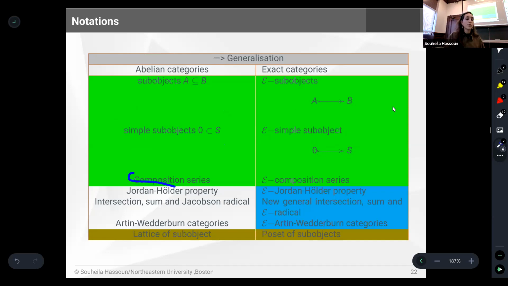Using these two, instead of talking about composition series, we can talk about admissible composition series and study the property. Then we will need some notions of intersection and sum, which we'll see later. However, not every property that is satisfied in the abelian case will behave well in the exact case. For example, the admissible subobjects of a fixed object form a lattice in the abelian case, but they don't really form a lattice in the exact case. So not everything stays the same.